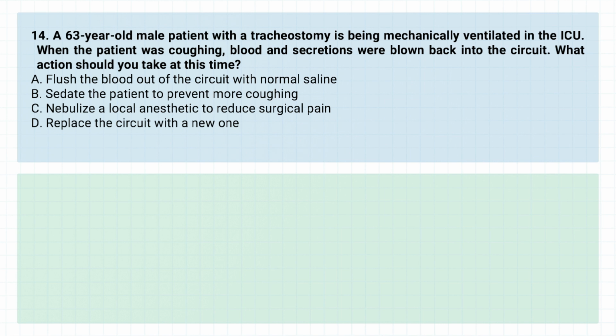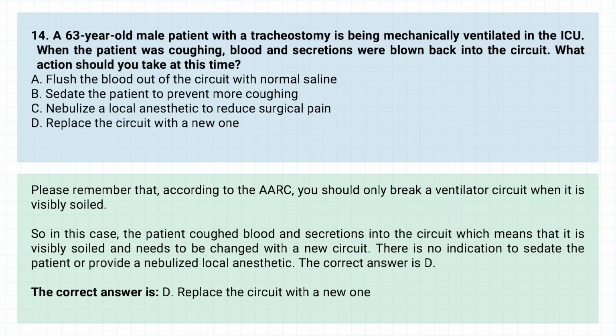The correct answer is D. Replace the circuit with a new one. Please remember, according to the AARC, you should only break a ventilator circuit when it is visibly soiled. So, in this case, the patient coughed blood and secretions into the circuit, which means that it is visibly soiled and needs to be changed out with a new circuit. There is no indication to sedate the patient or provide a nebulized local anesthetic. So, we know that the correct answer has to be D. Replace the circuit with a new one.